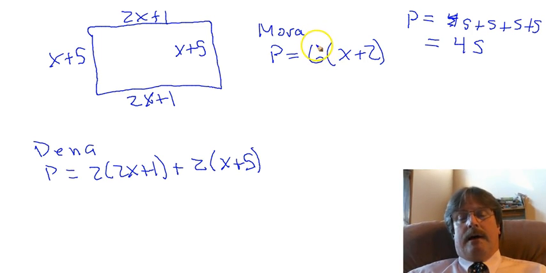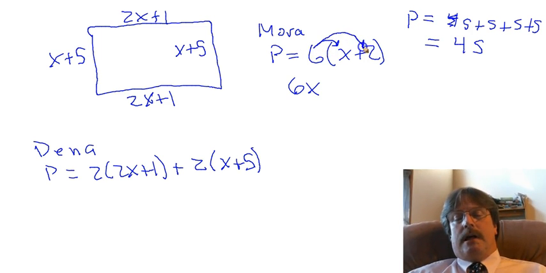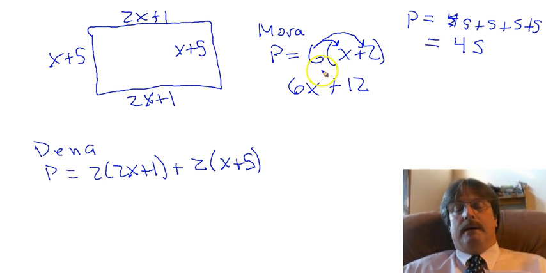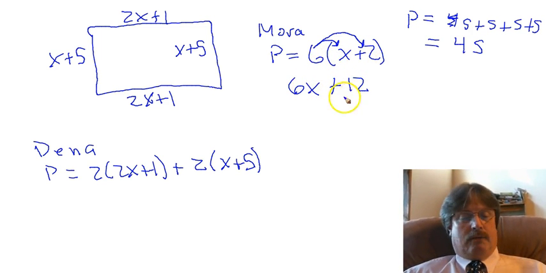So on the other slide I showed you about the distributive property, we're going to take the 6 times the x, so that's 6x. And then we're going to do 6 times 2, that's 12. And then we're going to use this symbol here, the addition. So when we simplify this, that's what we get. But that still doesn't look like what's going on here.